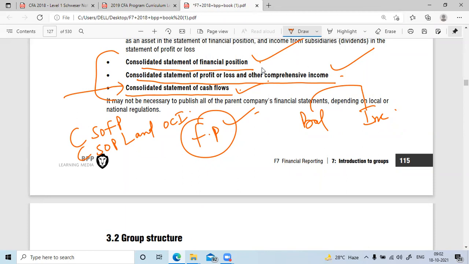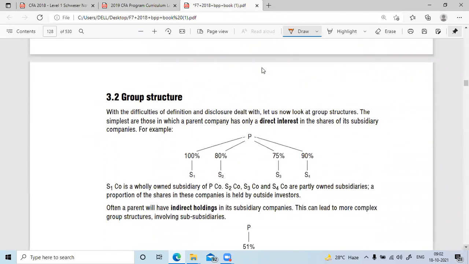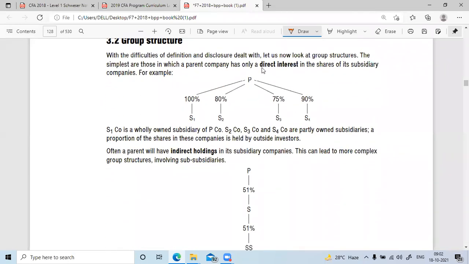It may not be necessary to publish all of the parent company's financial statements depending on local or national regulations. That also is important. They have given a note.